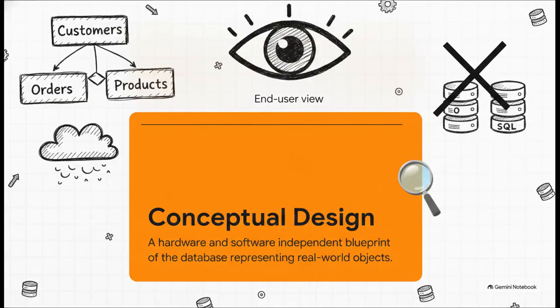First up, we have conceptual design. This is defined as a hardware and software independent blueprint of the database structure representing real-world objects. In simple terms, this is how the end user views the data. We use entity relationship diagrams here to map out things like customers, orders, and products. At this stage, we genuinely do not care if we're using Oracle, SQL Server, or a cloud service. We are entirely independent of the physical hardware and the database software.